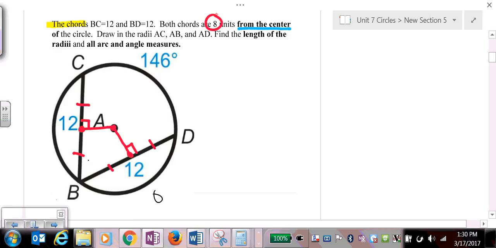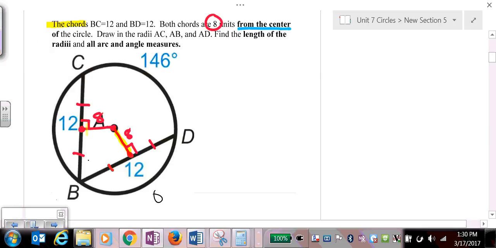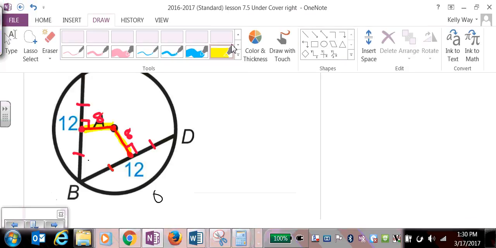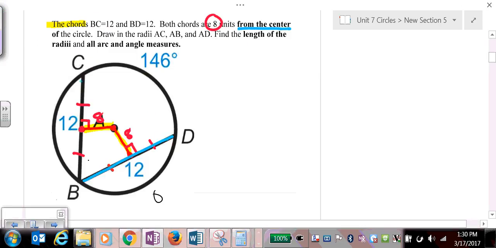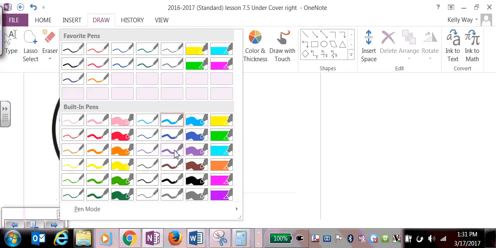So as the 8 units, this is 8 and this is 8, and here's a simple concept: if the distances are the same, then the chords are the same length. Okay. Now, you're supposed to draw in the radii, so let's see if you put those in the right place.